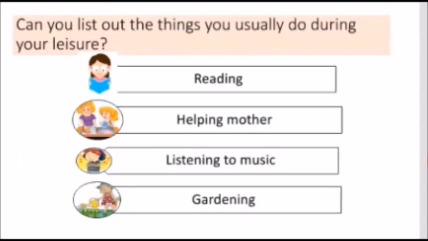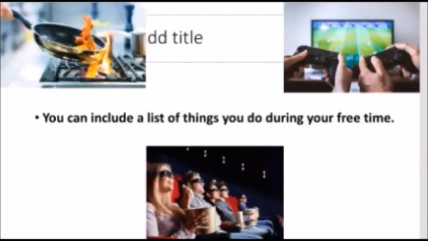Let us now list out different things you do during your free time. Here you are given some common ways of spending the free time. Reading, helping mother, listening to music, and gardening. You can also list out many other things you do during your leisure, such as cooking, watching movies, playing video games, and many more.